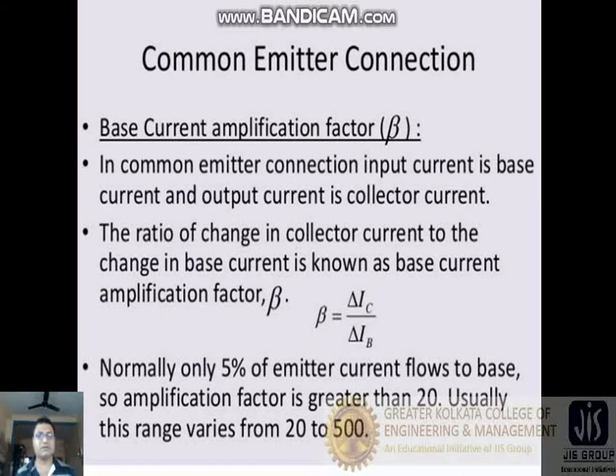In the common emitter configuration, the base current amplification factor is called beta. In the common emitter configuration, the input current is the base current and the output current is the collector current. The ratio of the change in the collector current to the change in the base current is known as the base current amplification factor, or beta. Beta can be derived as delta IC by delta IB. Normally only 5% of emitter current flows to the base, so the amplification factor is greater than 20. Usually the range of beta is from 20 up to 500.